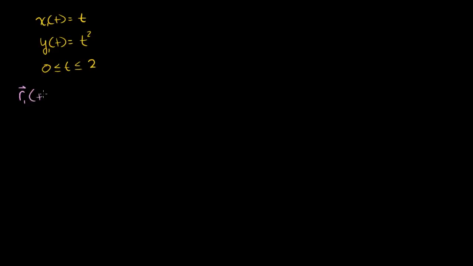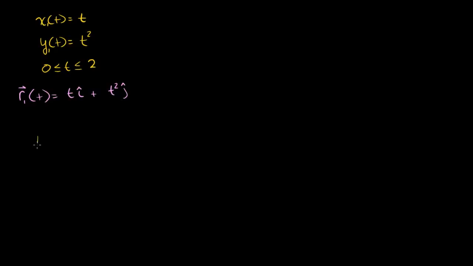So r1 of t, we could say, is x1 of t times i, the unit vector i. So we'll just say t times i plus, right, this is just x of t right here, or x1 of t. I'm numbering them because I'll later have an x2 of t, plus t squared times j. And if I wanted to graph this, I'm going to be very careful graphing it because I really want to understand what the derivative means here.